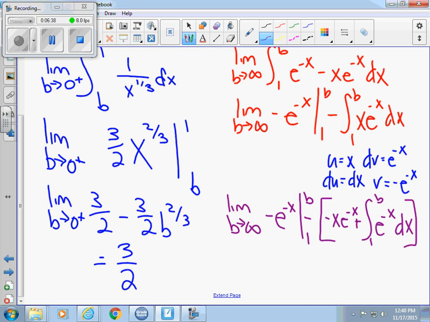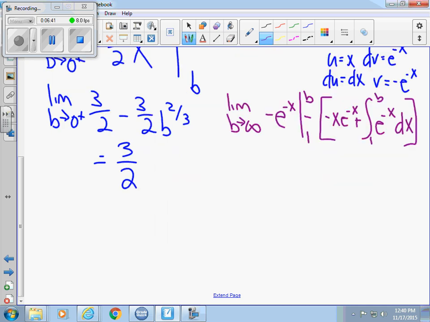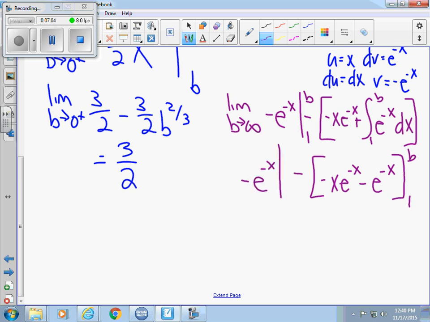Okay, so now I'm going to find the antiderivative of that, and I get negative x e to the negative x. What is the antiderivative of e to the negative x? Negative e to the negative x. And I'm also getting negative e to the negative x from 1 to b over here. And you could have distributed that negative through while you were working. Just don't forget it.